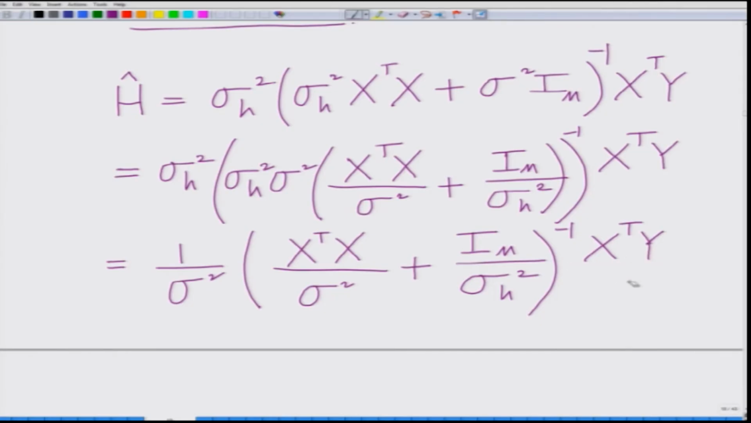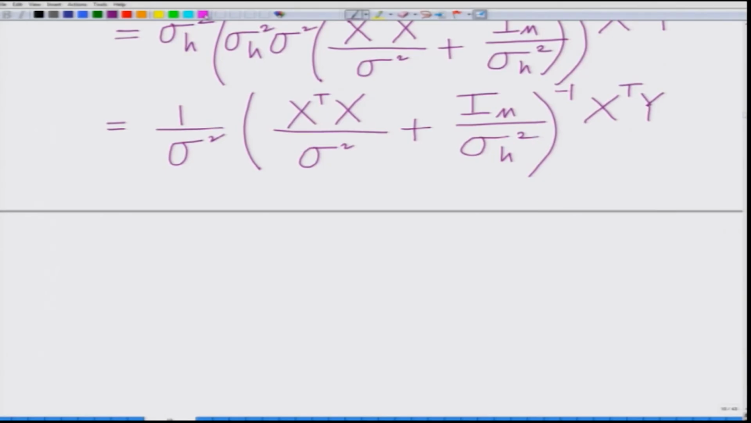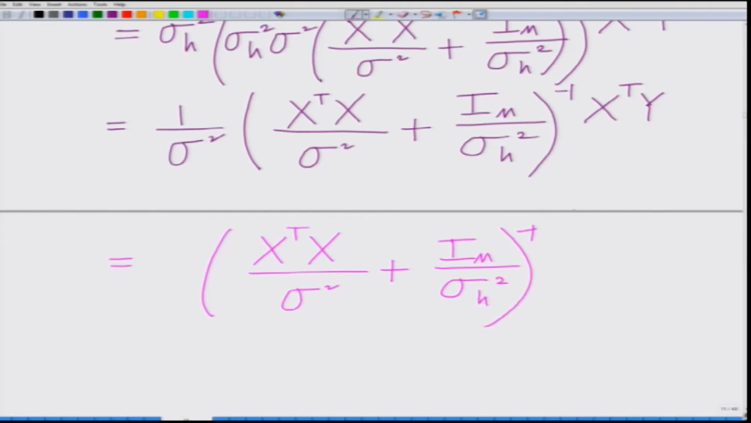Now, just for convenience, bringing the sigma square beneath X transpose y, I can write this as X transpose X divided by sigma square plus I m divided by sigma h square, inverse, into X transpose y divided by sigma square. This is just an equivalent way of writing this, because it is going to be convenient for us in the future.